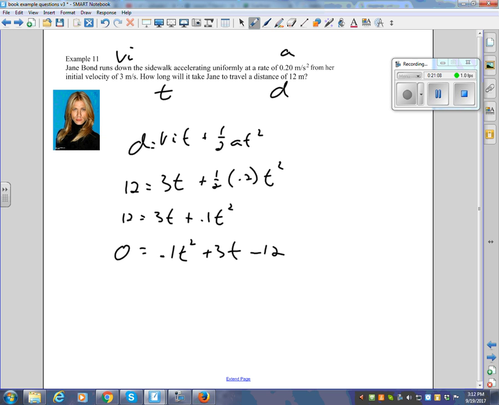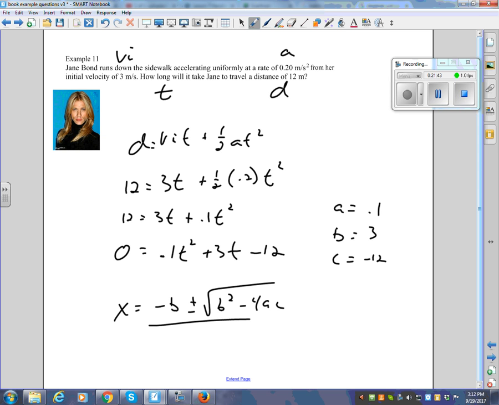And now, in the quadratic formula, the a is 0.1, the b is 3, and the c is minus 12. It's ax squared plus bx plus c, but instead of x and x squared, it's t and t squared, right? I haven't put it in the formula yet. So the quadratic formula is x is equal to minus b plus or minus the square root of b squared minus 4ac, all over 2a.